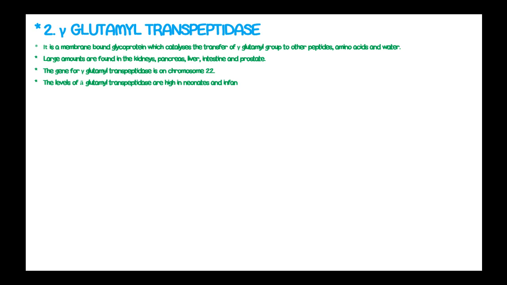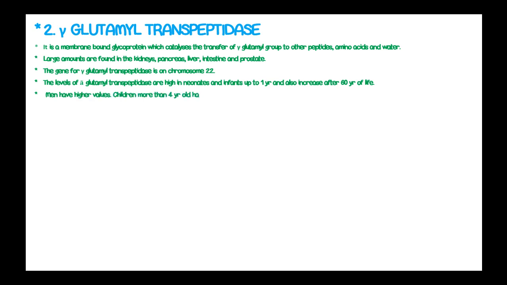Gamma-glutamyl transpeptidase is a membrane-bound glycoprotein which catalyzes transfer of the gamma-glutamyl group to other peptides, amino acids, and water. Therefore, large amounts are found in kidneys, pancreas, liver, intestine, and prostate. The gene for gamma-glutamyl transpeptidase is on chromosome 22, and the levels are high in neonates and infants up to 1 year, and also increase after 60 years of life.